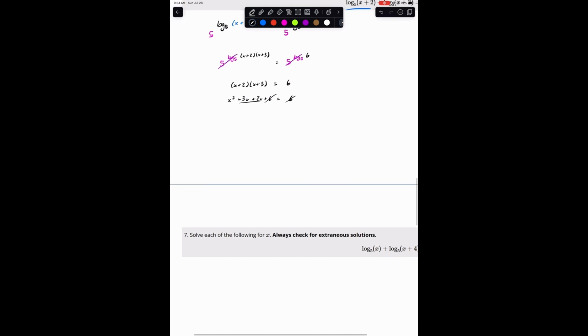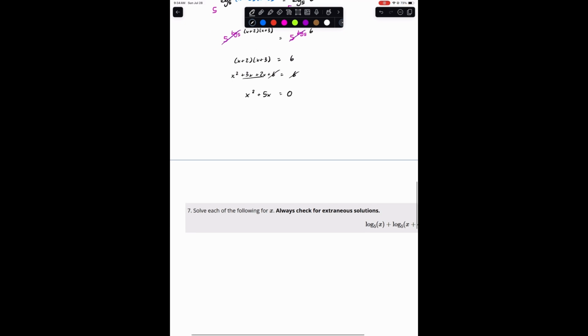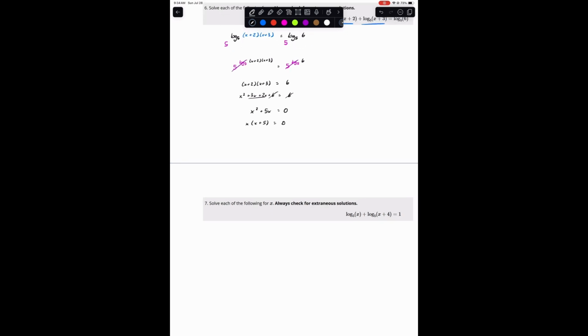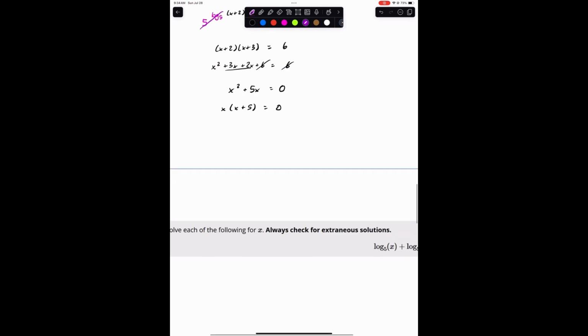So we would get x squared plus 5x equals 0. So x times x plus 5 equals 0. And when we solve this, we get x plus 5 equals 0, so x equals negative 5. And for the other factor, we get x equals 0.